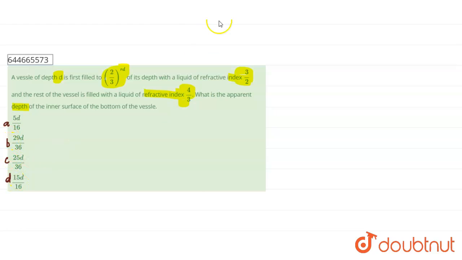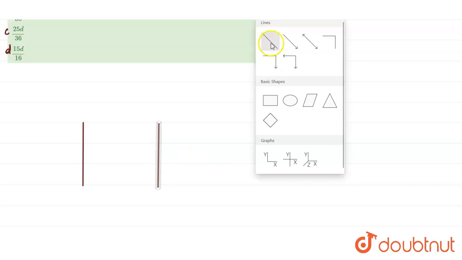First of all, we can draw the diagram of what is given in the question. So, I am going to draw a vessel here, so that it will be easier to understand. So this be the vessel and the total depth of the vessel is D.